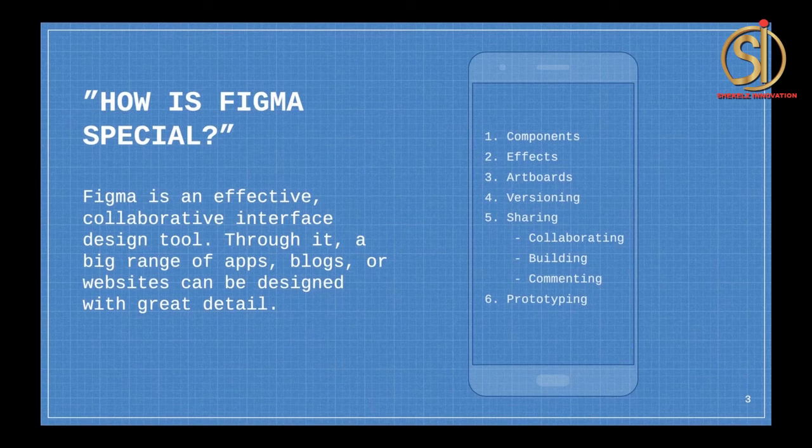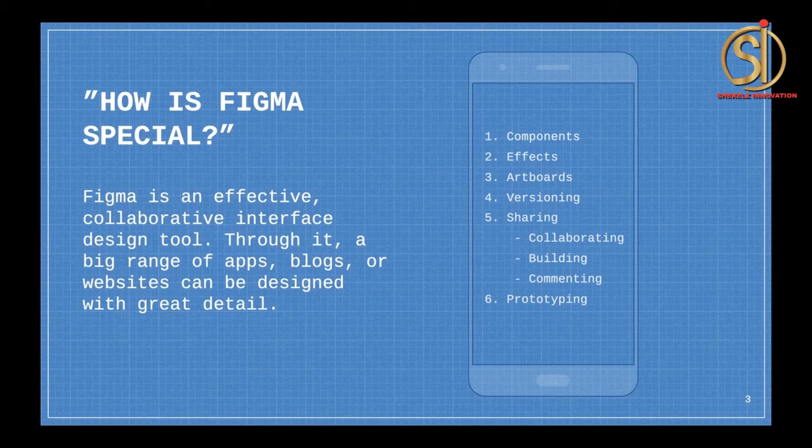Through Figma, you would be able to create components such as symbols. You can apply effects such as drop shadows or blurs. You're able to create artboards, which are called frames in Figma, and they also have pages, which we will discuss and learn about later on.